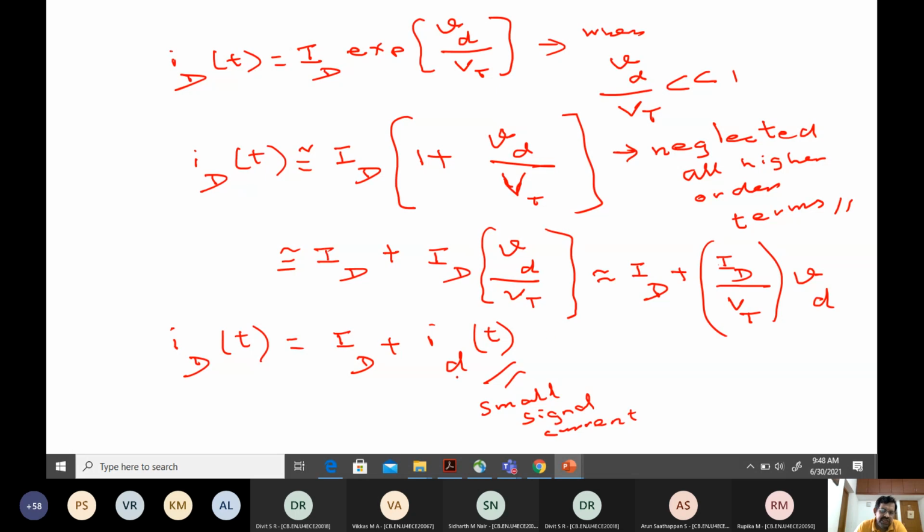So this small id is the small signal current. I have written it like this. So this can be rewritten as follows. You can see the small signal current is proportional to the small signal voltage.